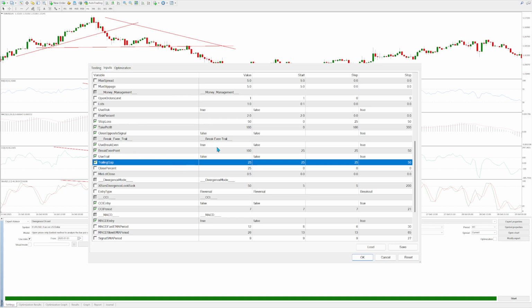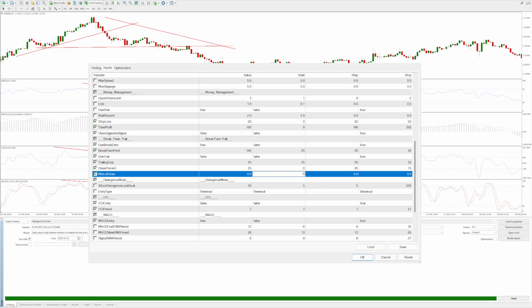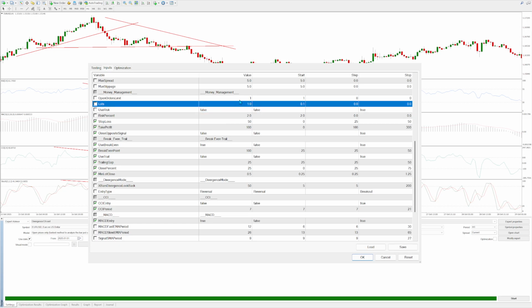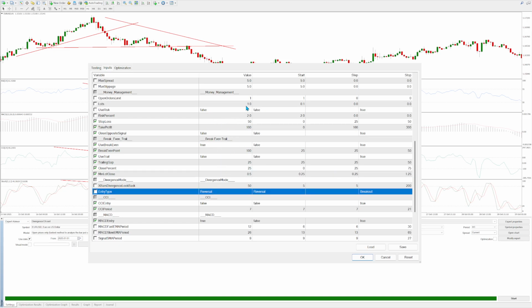Speed will depend on how many settings you've checked and of course your computer power. Close percent will start at 0, go up 25, stop at 75. Minimum block to close, I think we'll start at 0.25, we'll go up 0.25 and we'll stop at 1.25. Obviously, if we're trading one standard lot, which we are here, if the minimum lot close is 1.25, nothing will be closed because we're only trading one lot anyway.